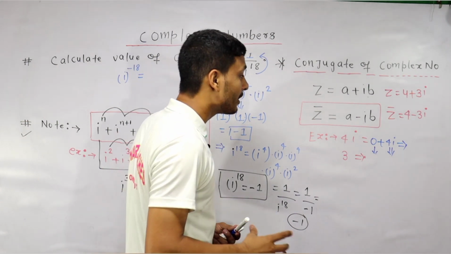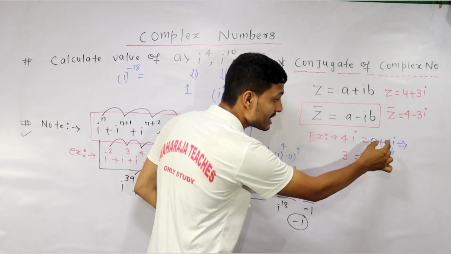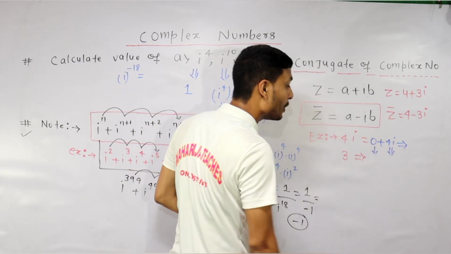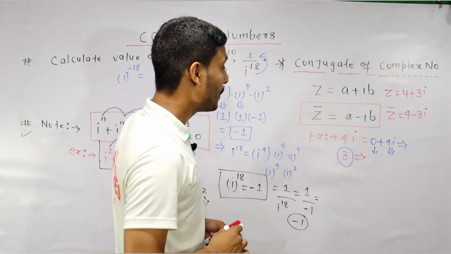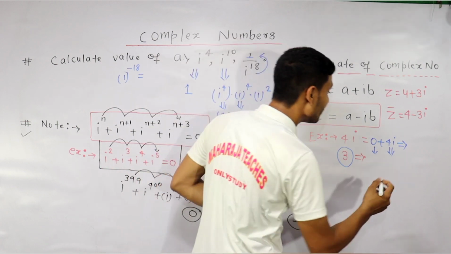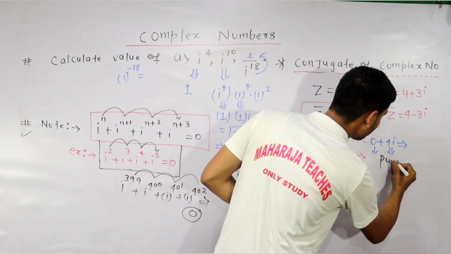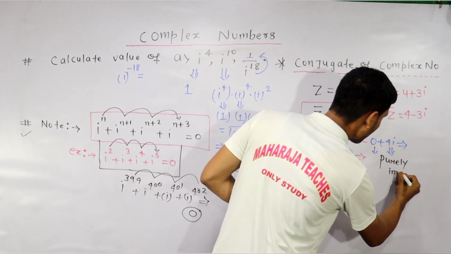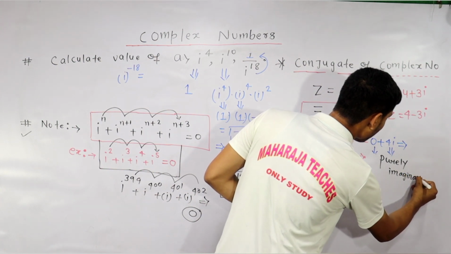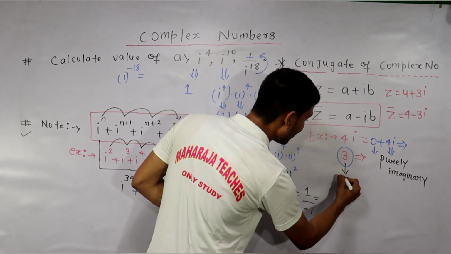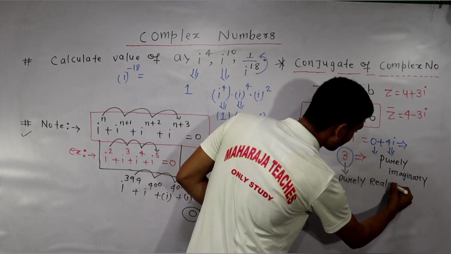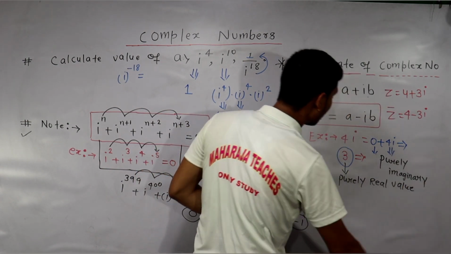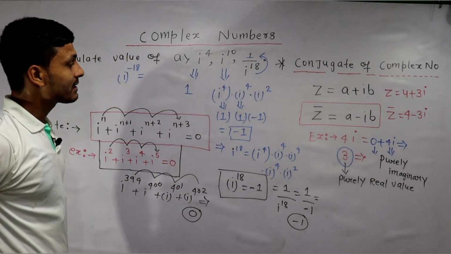But we can say that here the real part is 0. This is purely imaginary, and this is a purely real number. And this is a purely imaginary number. Purely imaginary and purely real values. Clear? This concept is clear.